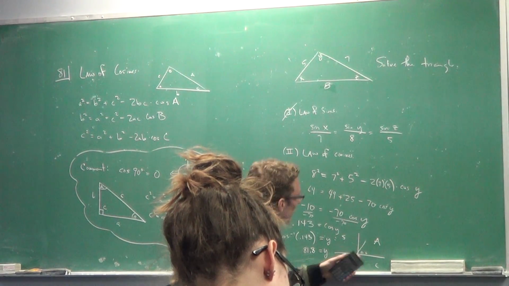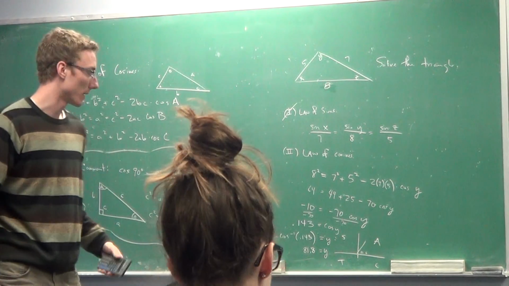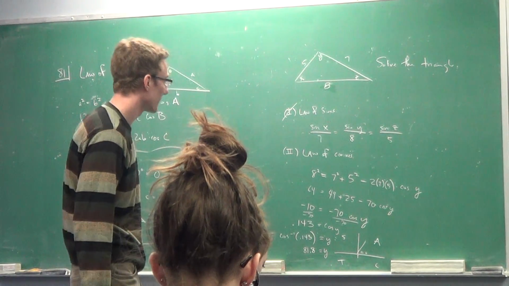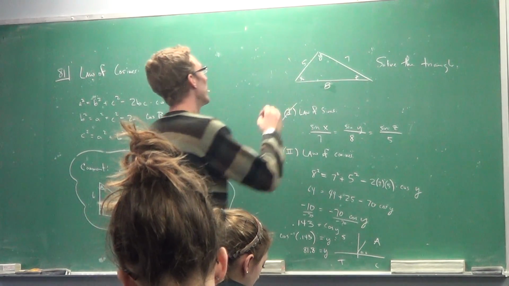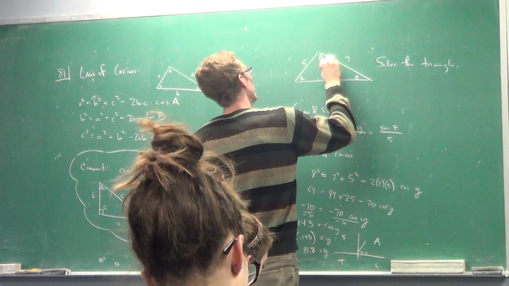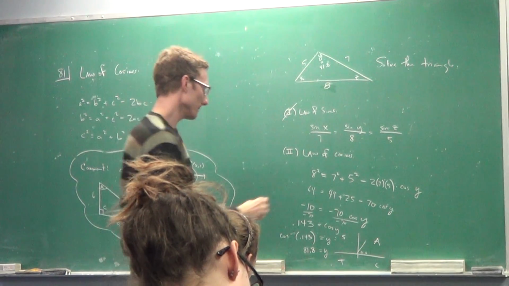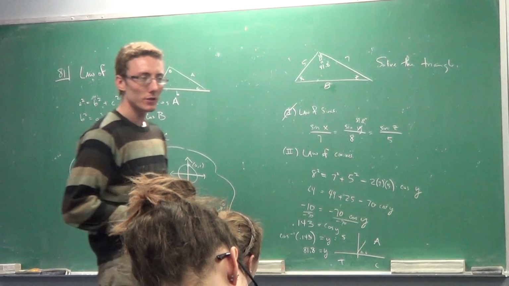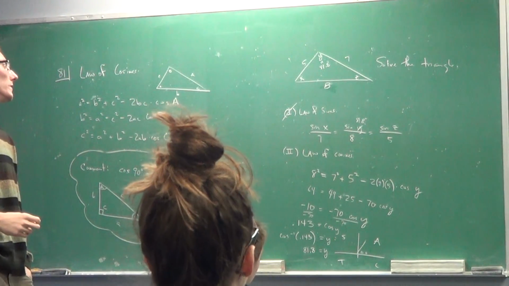If you have a cosine that's negative, you're guaranteed to be in the second quadrant and have an obtuse angle. So we end up with 81.8 degrees, and that tells us what y is. And now, with that information, we can start using law of sines.